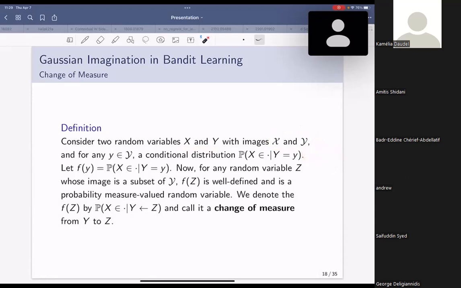And this function is well defined for any other random variable z. So f of z is well defined if the image of z is a subset of the image of y. And to show what f of z means, we show it by this term here. It's the distribution of x when we change the measure from y to z.